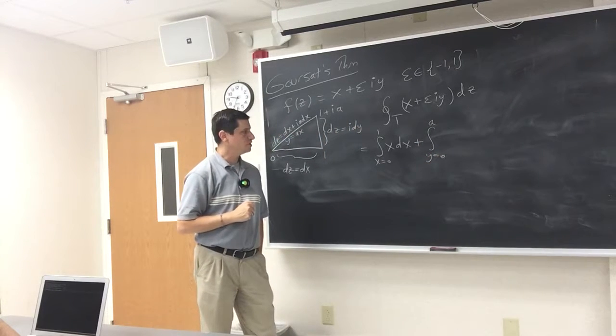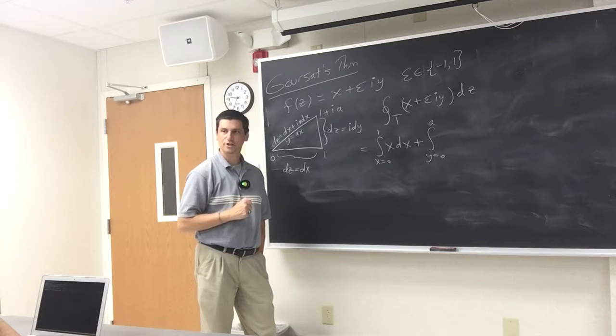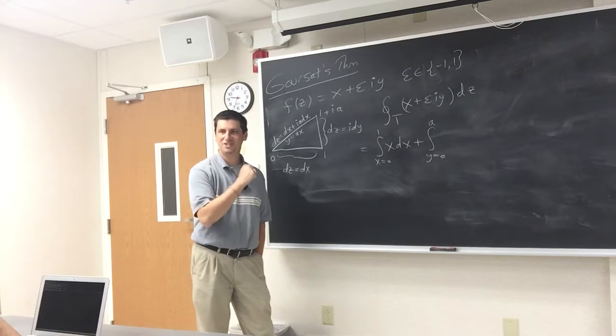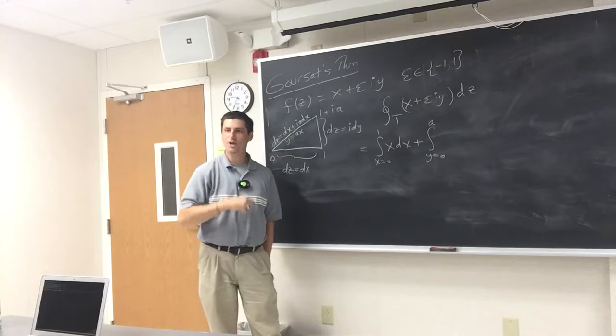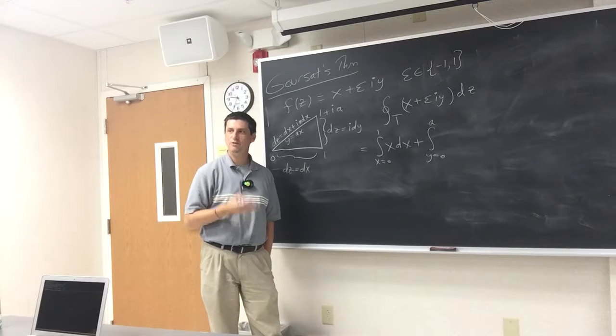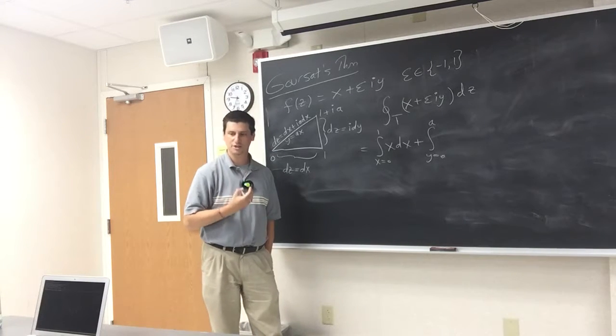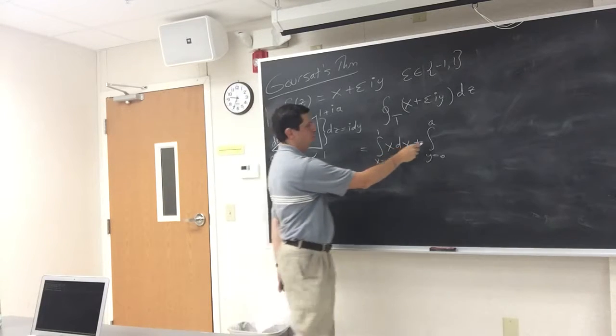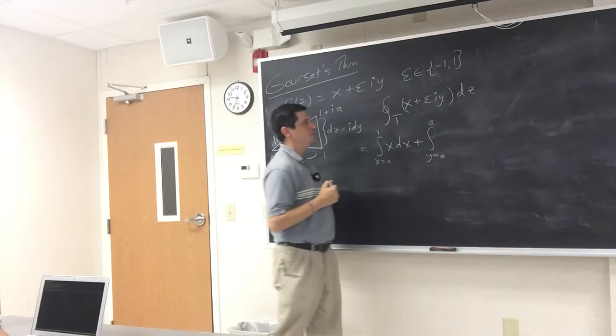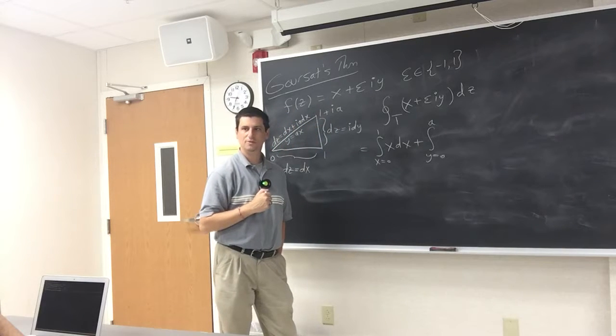I really cannot stress enough how useful it is to be explicit and write down what your variable is when you're doing these integrations. It's in some sense not needed because I have the dx here, but when you have lots of things flying around, if you can make it easier to just glance down and see what's going on, it's worth it. Okay. Now along this curve, what is x plus epsilon iy equal to?